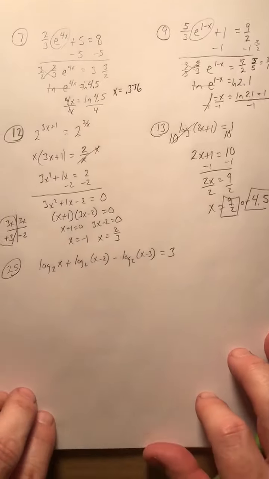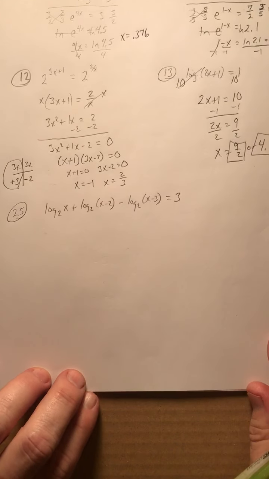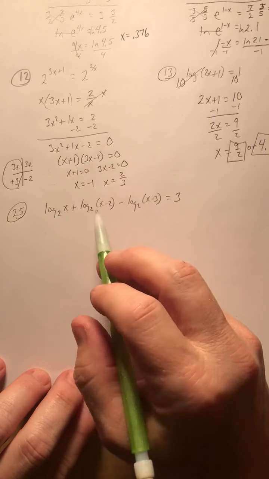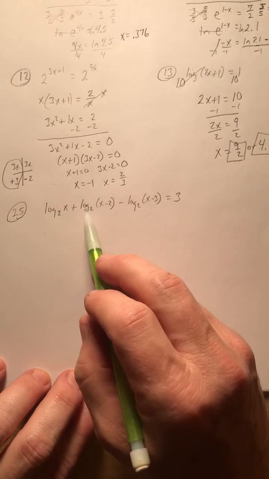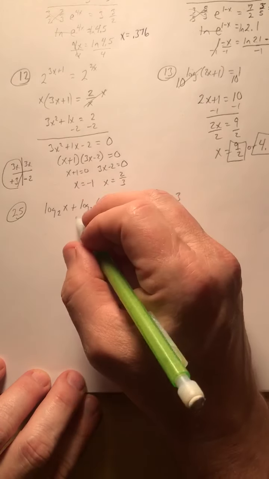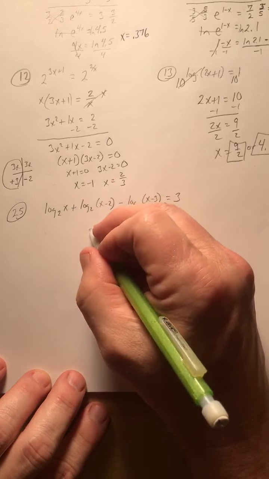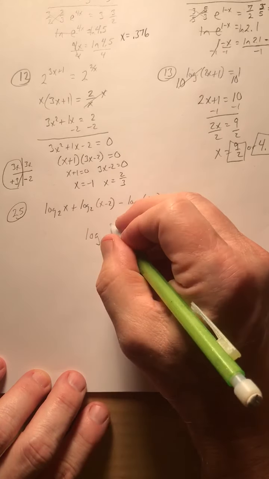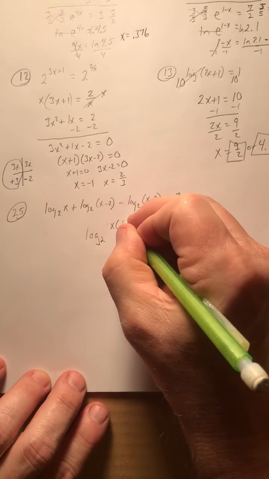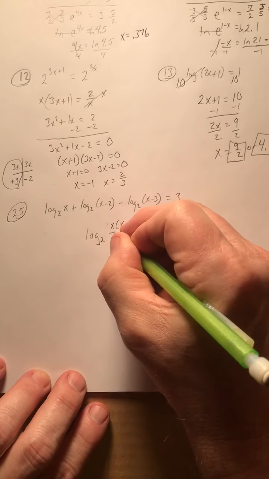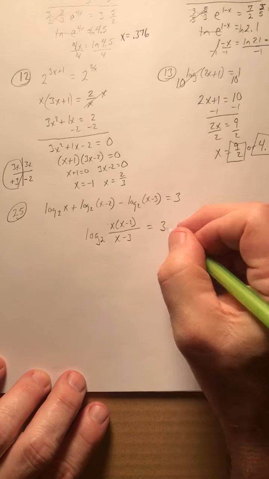Either one of those. All right, then number 25. Now number 25 is the one I warned you about, the ones where you have to condense first. So this is an addition, so we're going to change it to multiplication. And this is subtraction, so it's got to be division. So what we're going to end up with is the log base 2 of x times x minus 2 over x minus 3 equals 3.